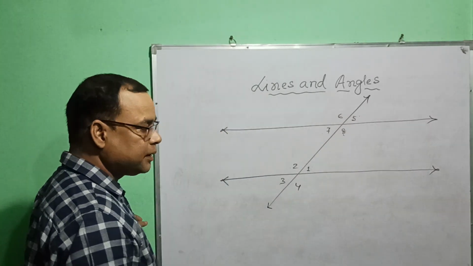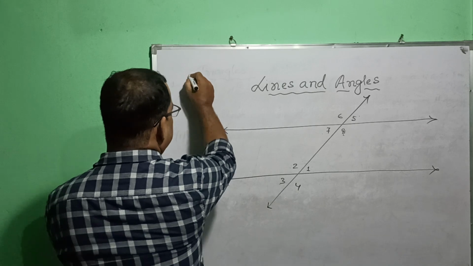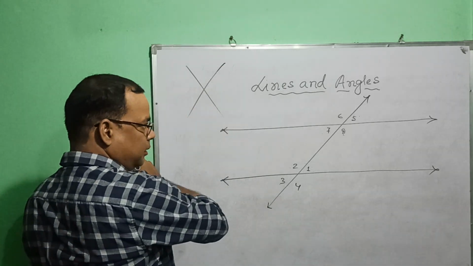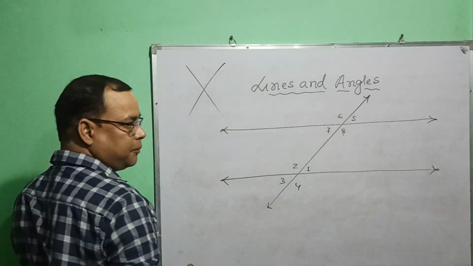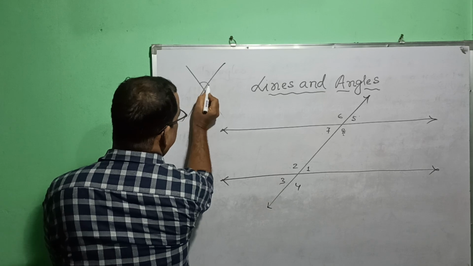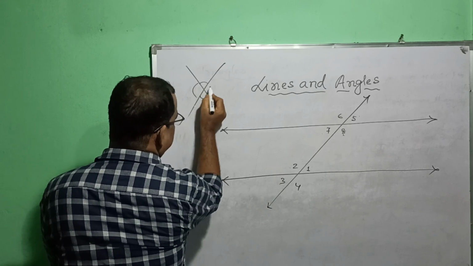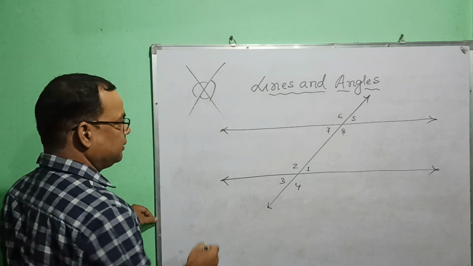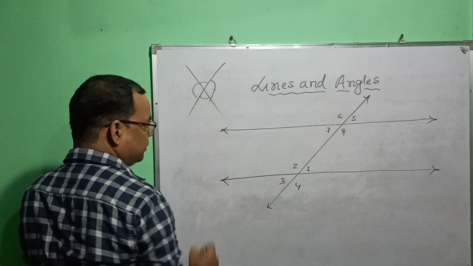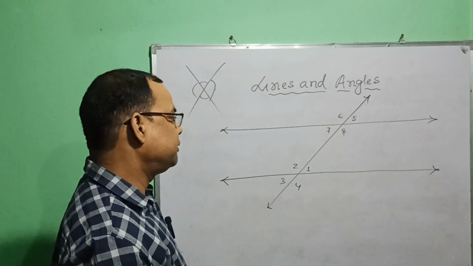So vertically opposite angles are formed whenever we draw two lines in any way intersecting each other, then we are getting two pairs of vertically opposite angles. These two and these two. So these are vertically opposite angles.